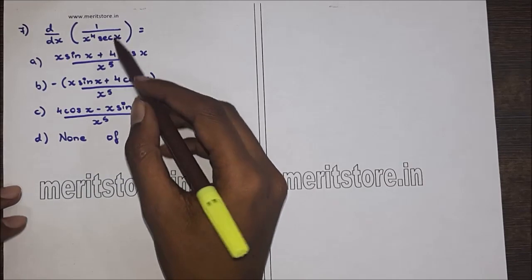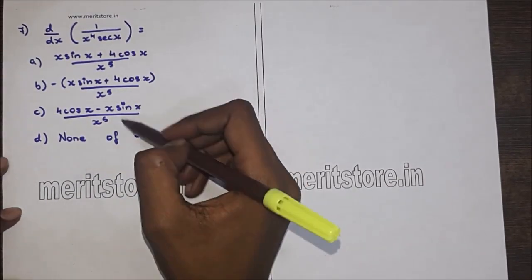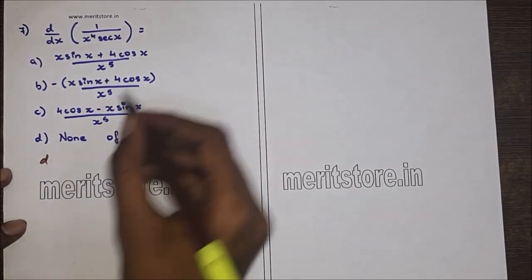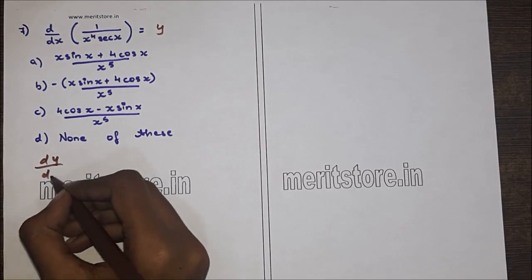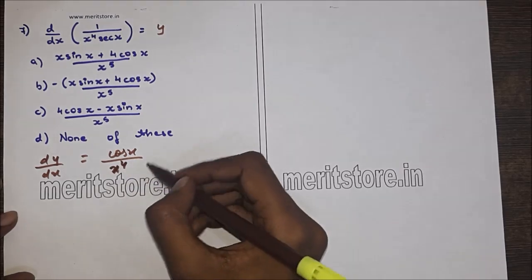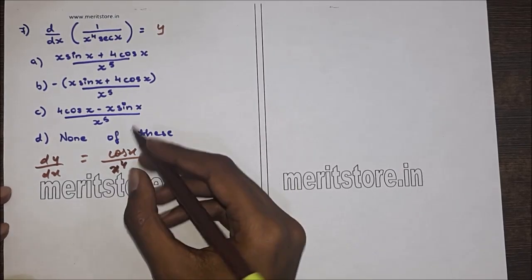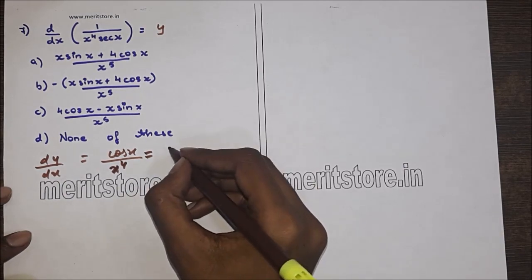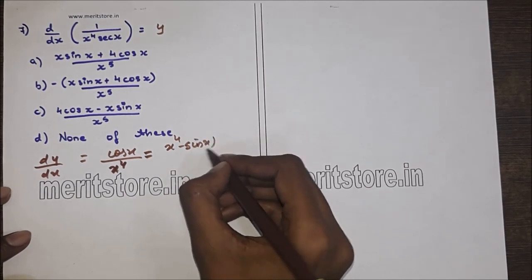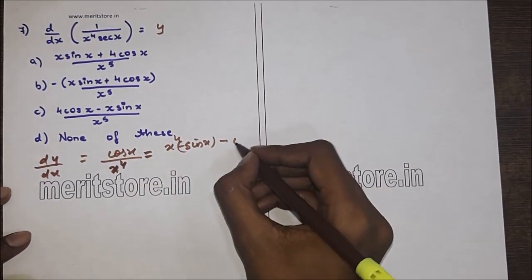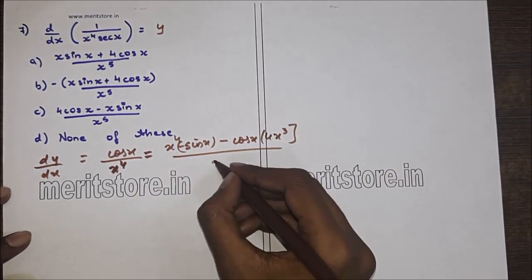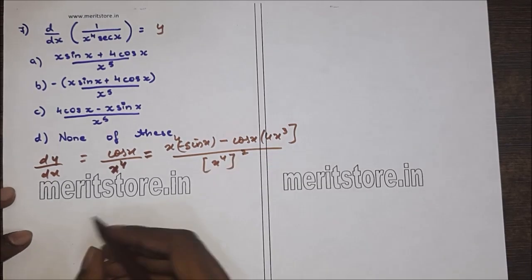Differentiation of 1 by x raised to 4 into sec x. These are the options. Sec x can be written as 1 by cos x, so let this be y. So dy by dx is equal to cos x upon x raised to 4. Now this is in the form of u by v, so this can be written as v into derivative of u, that is x raised to 4, derivative of cos x, that is minus sin x, minus u into derivative of v, that is cos x, into derivative of x raised to 4, which is 4 times x cube, divided by x raised to 4 square, that is v square.